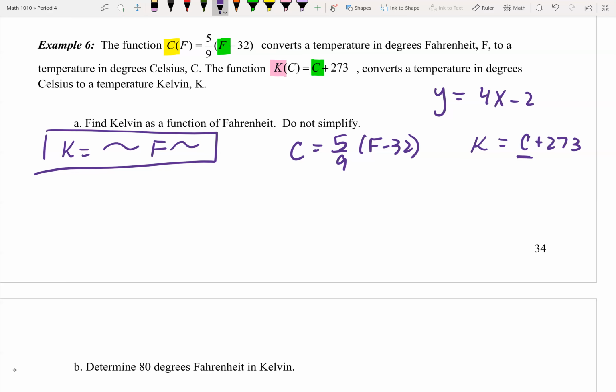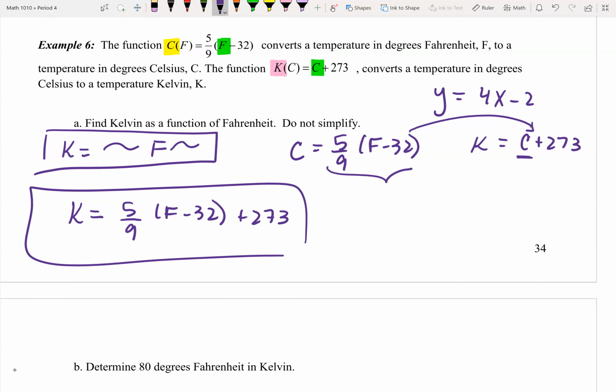Look at this. I have kelvins in terms of C. I want kelvins in terms of F. But I know that C is 5/9 F minus 32. So I'm just going to substitute it in. This is just substitution. So everybody write K equals, write down your C, which is 5/9 times F minus 32, plus 273, and I'm done. That's all I have to do. Right here where I see the C, I just replace it with what C is. Who says I get that?